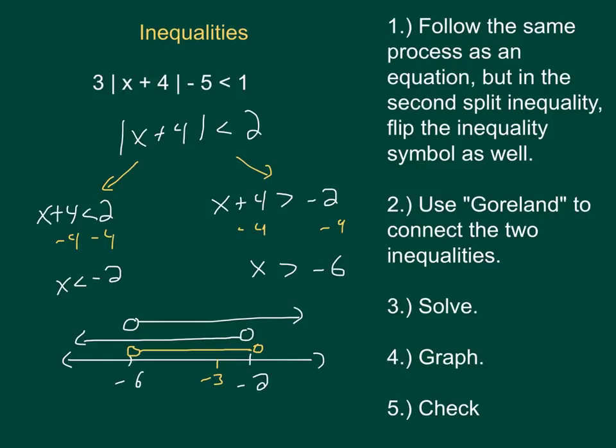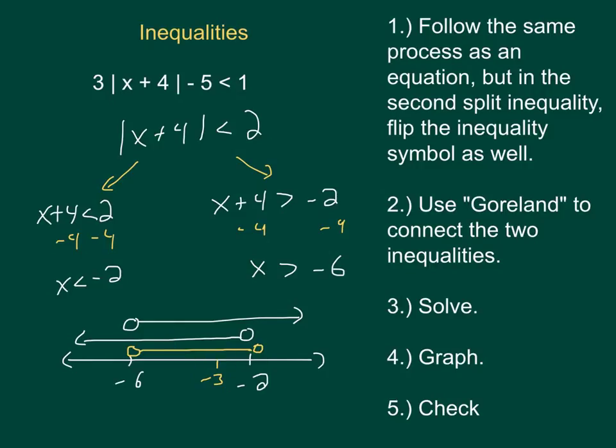Negative 10 plus 4 is negative 6. Absolute value of that is 6, times 3 is 18, and 18 minus 5 is 13, which is not less than 1. So none of those work, which is okay, because we thought that they'd work just in here.